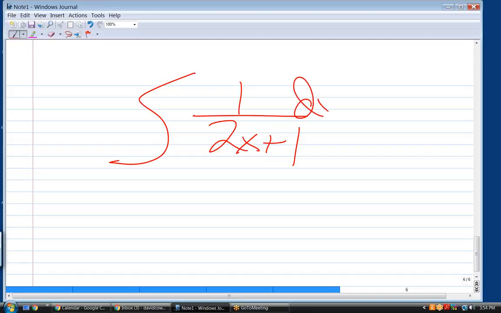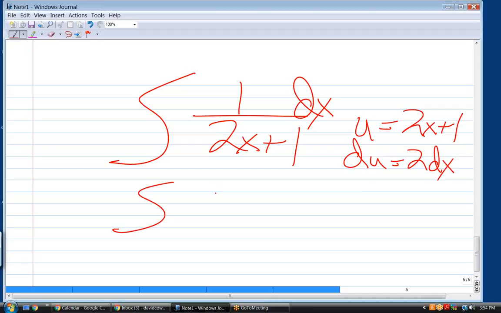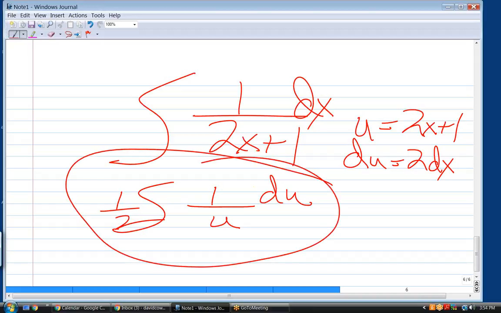If I had this problem right here, u is going to be 2x plus 1, du is going to be 2 dx, so I have an integral of 1 over u. In place of dx, I got du divided by 2. I take that 2 out there. Now I can do the integral. In other words, that is going to become 1/2 natural log of u. But u is 2x plus 1. Okay, that makes sense.